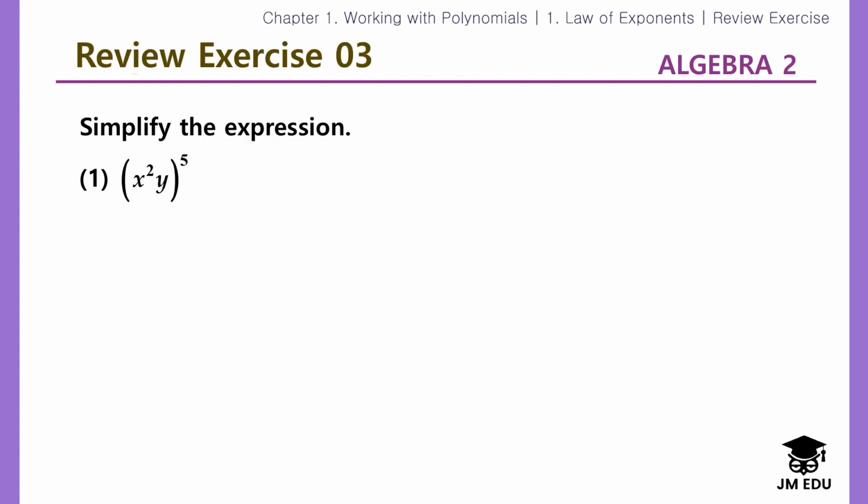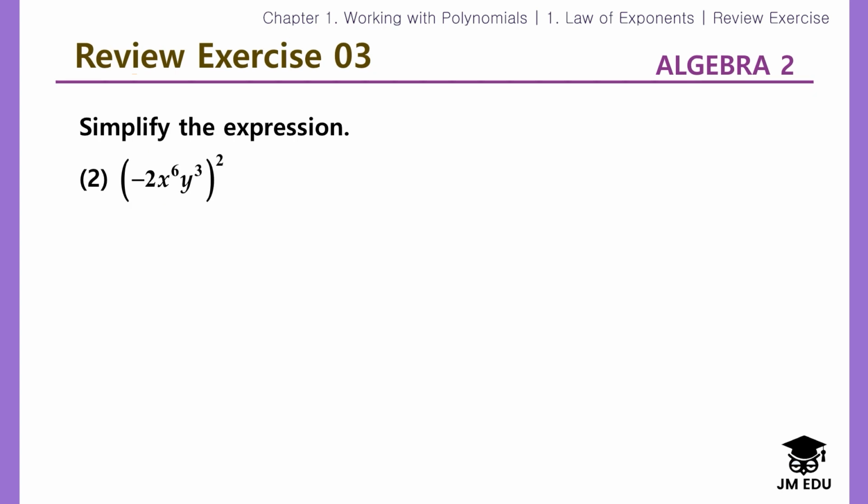Review exercise number 3. We're going to simplify these expressions. For number 1, we have x squared times y, all of this expression to the power of 5. So what we have to do is apply the distributive property, right? So 5 times 2 and 5 times 1. So x to the 2 times 5, or 5 times 2, that's 10. And y, 1 times 5, or 5 times 1, that's 5.